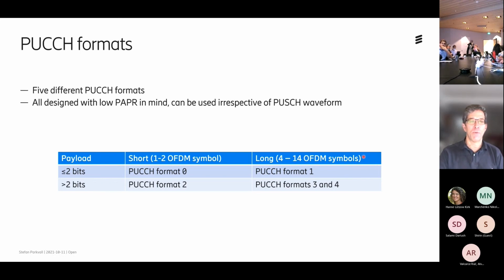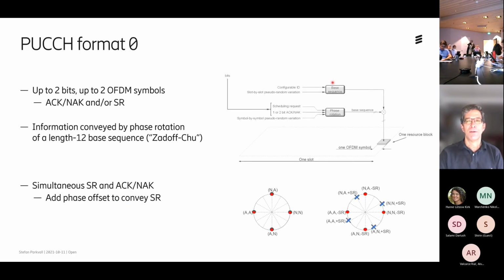All these PUCCH formats are designed with low PAPR in mind, and regardless of if you do DFT pre-coding or not on the data channel, all these PUCCH formats are good for both. I won't go through them. You have the examples in the slides. Many of them are basically you play around with sequences and do different phase rotations and things like that to get different constellation points when you want to send back.